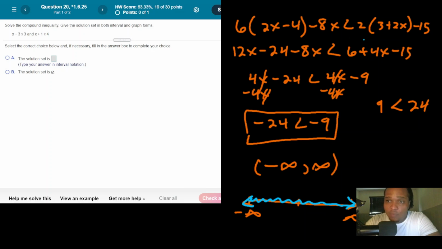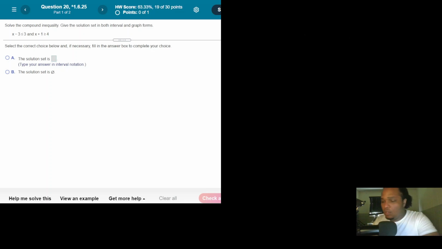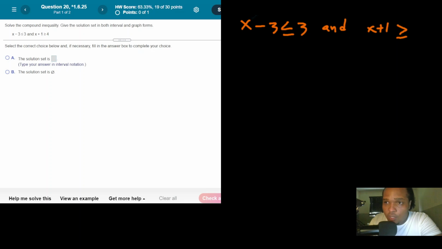All right, we have an and problem. So you remember the and stuff. Remember we were using this symbol before. So remember that means and, this means or, and you're basically going to go ahead and put all of your shaded region as your solution. Let's go ahead and do this. So we have x minus 3 less than or equal to 3, and we have x plus 1 is greater than or equal to 4.